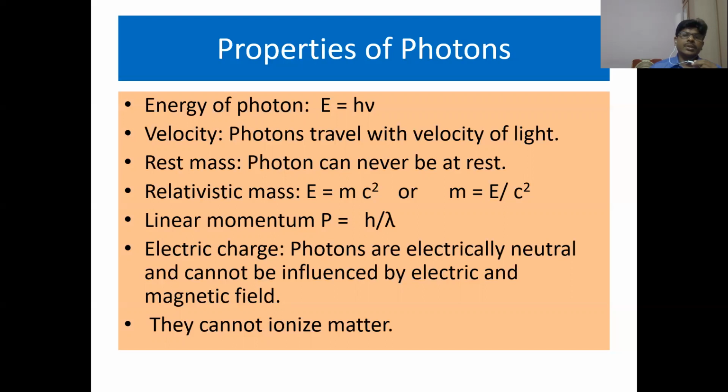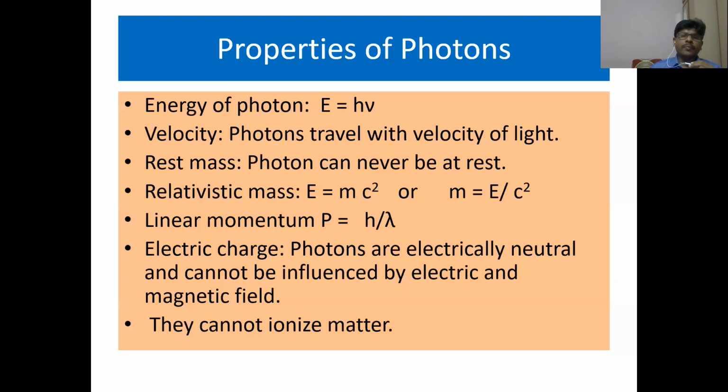What about the electrical charge? You got to understand that photons are electrically neutral and cannot be influenced by electric and magnetic fields. Likewise, photons cannot ionize matter. What do you understand by this statement? They cannot ionize matter. When photons, say, are passed through a gaseous substance, the atoms cannot be split into their ions. So photons do not have the property to ionize matter. So these are some of the general properties of photons.